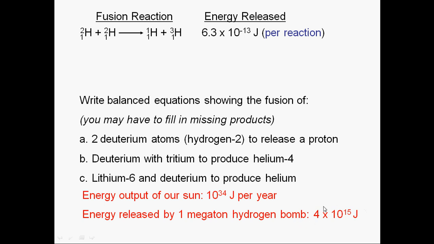And just to kind of give you a sense of comparison, a megaton hydrogen bomb releases 4 times 10 to the 15 joules of energy. That's a lot, but way less than the energy output of the sun. Okay, so just to put this in perspective a little bit.